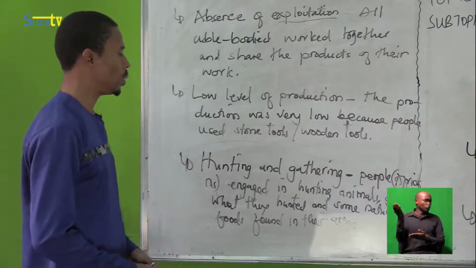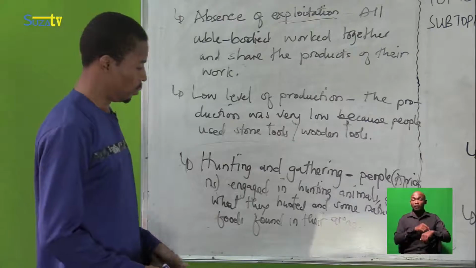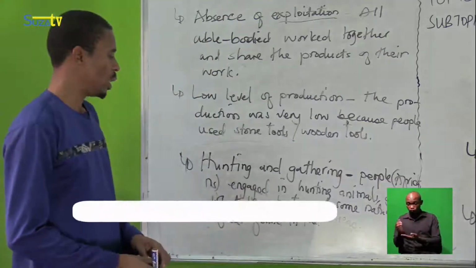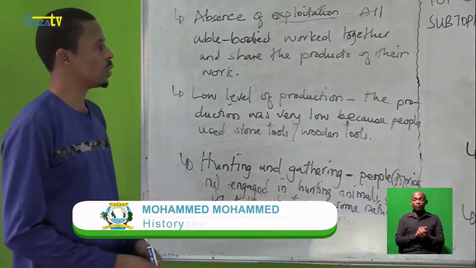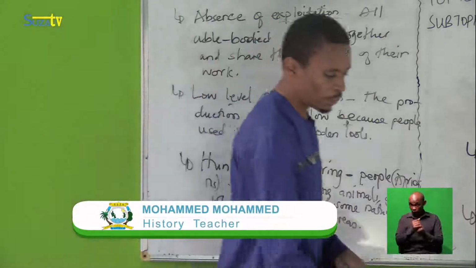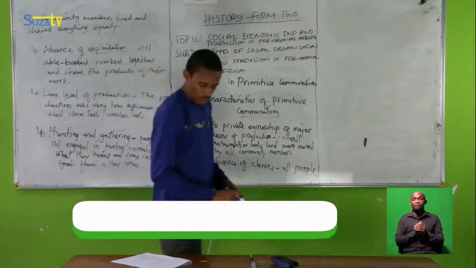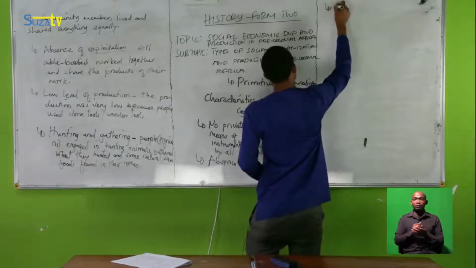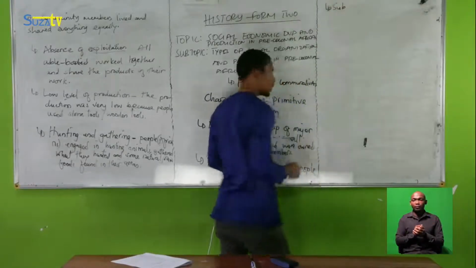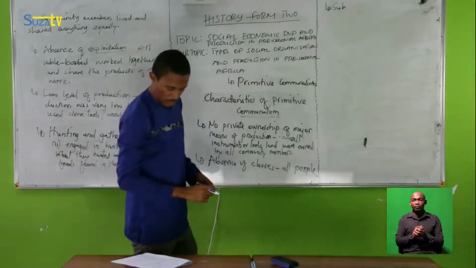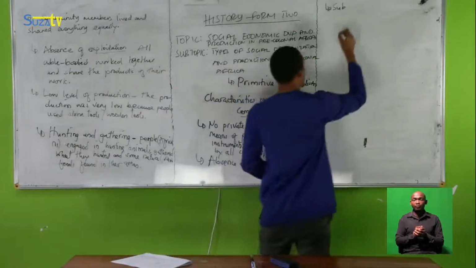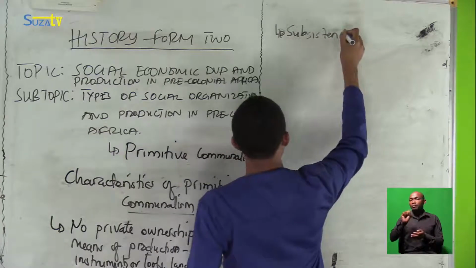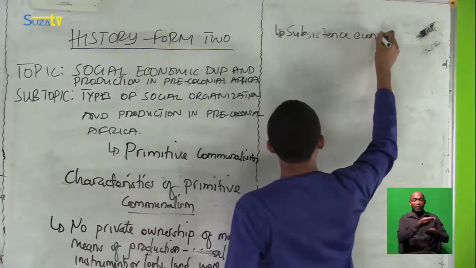As we know, people during this time ate raw food like fruits, leaves, and other raw foods. Are we together? Okay. Another characteristic is subsistence economy. Subsistence economy.